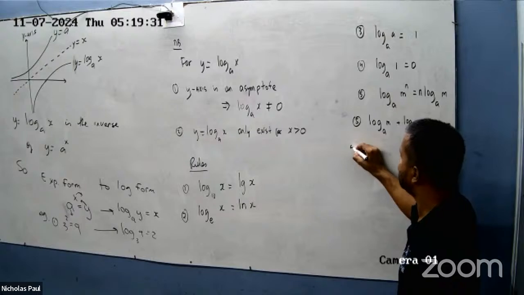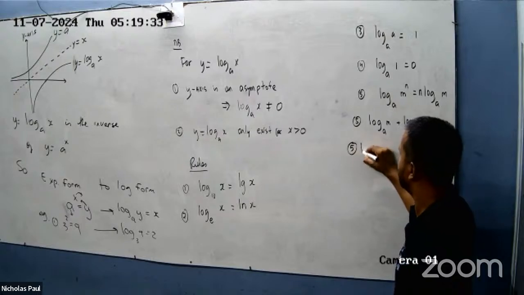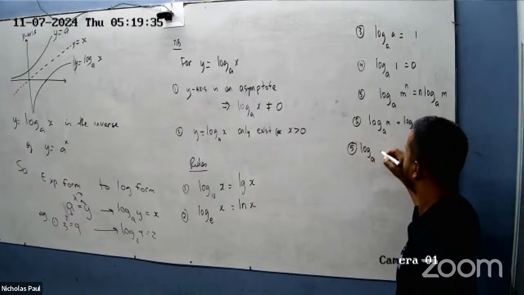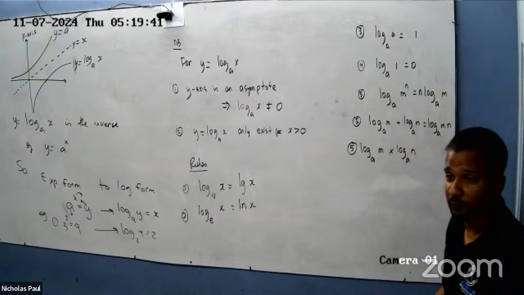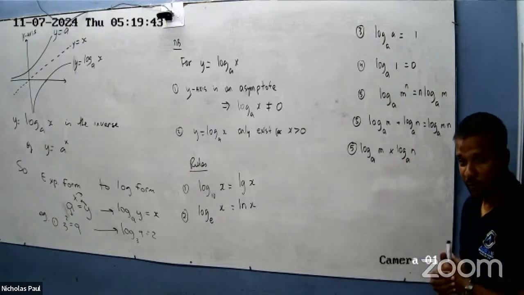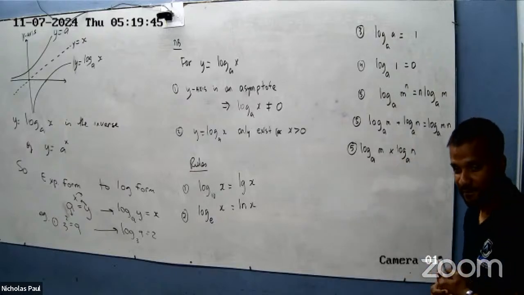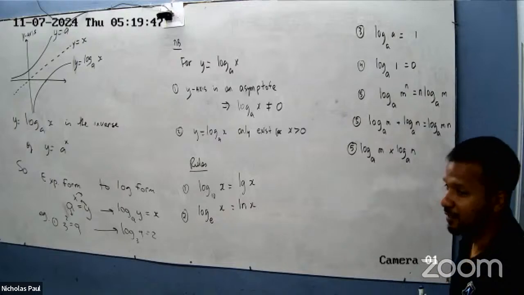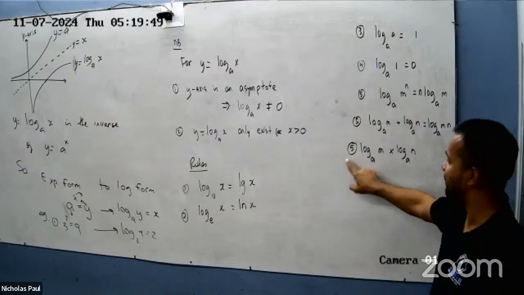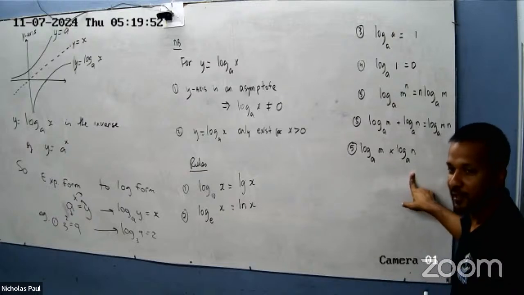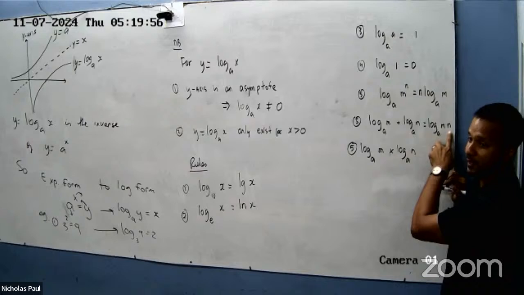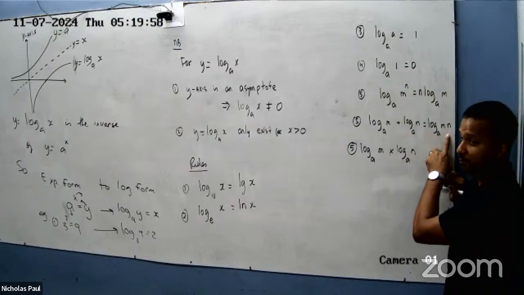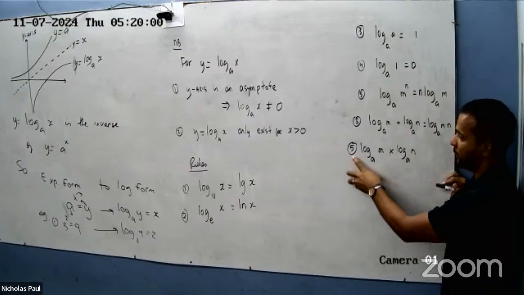What about this rule here? I wanted to catch you. That's why I put 5 here. This is not a rule. Multiplying the same base is not the same as this. So be careful. This is not a rule.